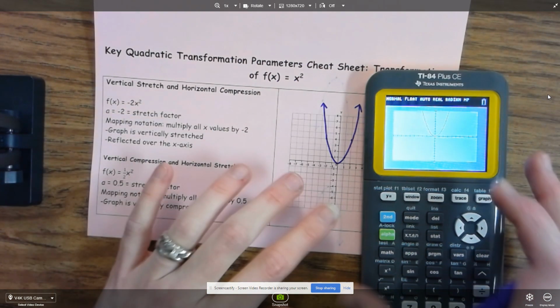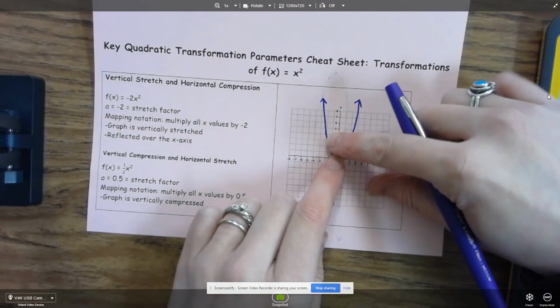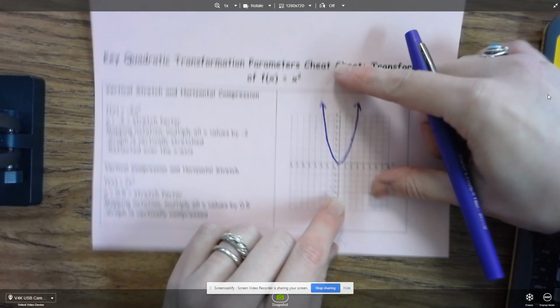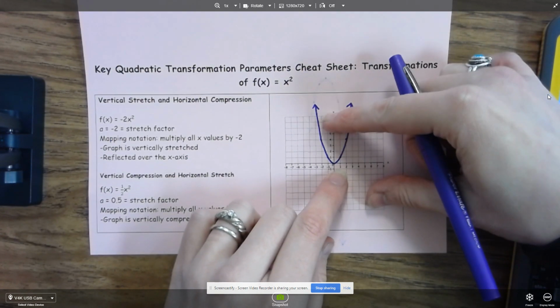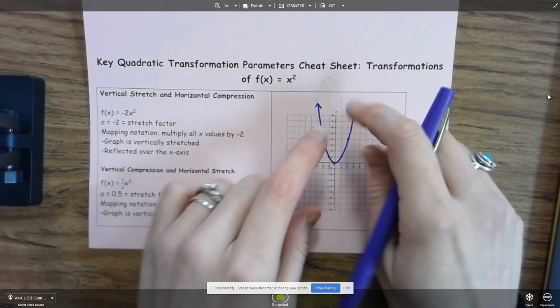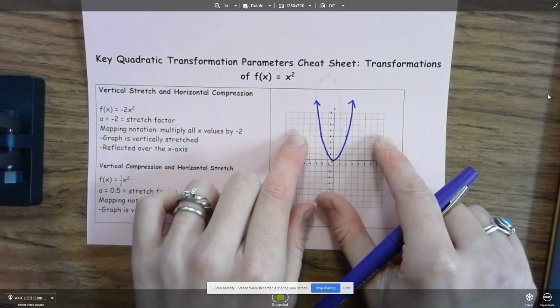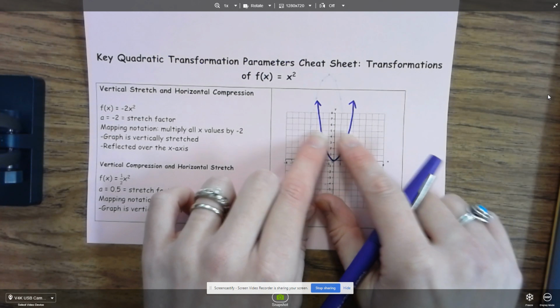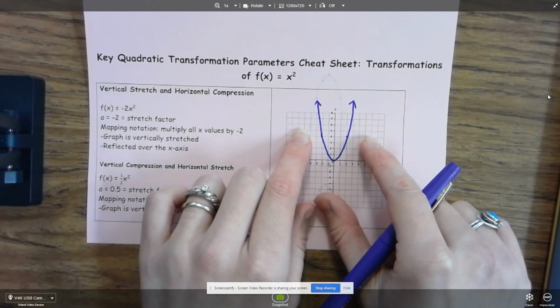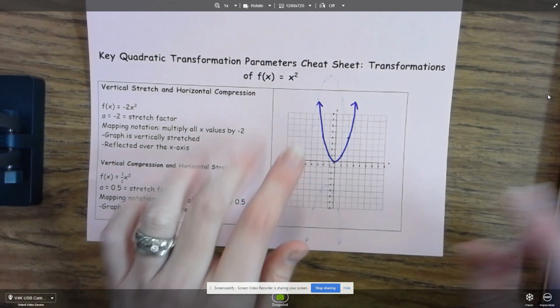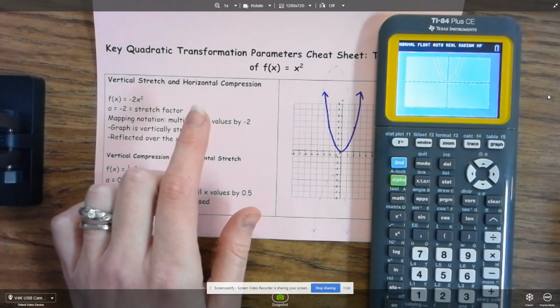Vertical stretch is when you stretch it this way. Vertical compression is when you compress it back this way. Horizontal stretch is when you make it wider, so it goes this way. And then horizontal compression is when it goes in this way. Hope I told you those two right.